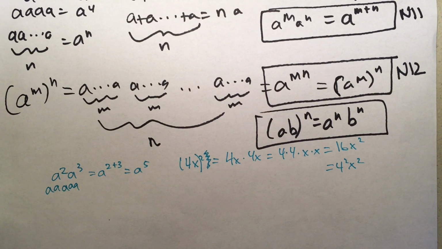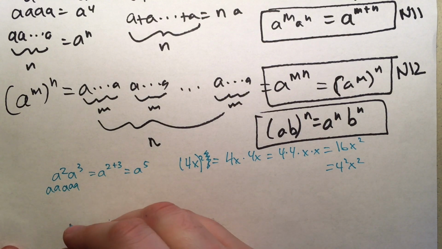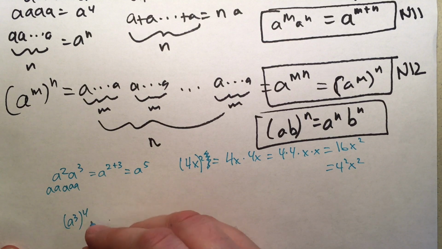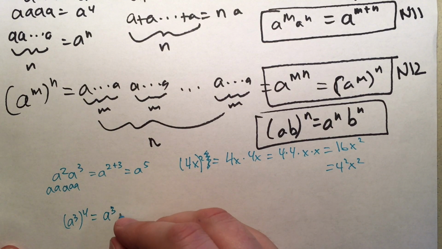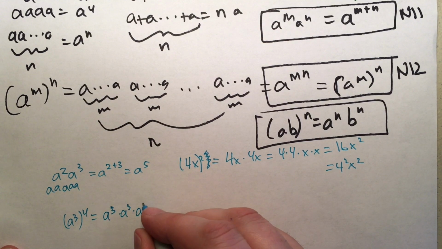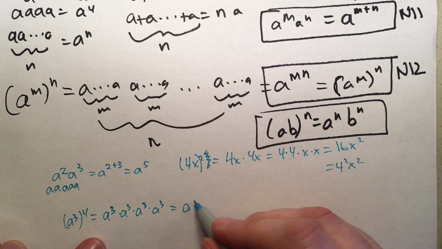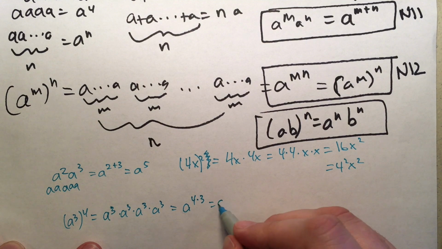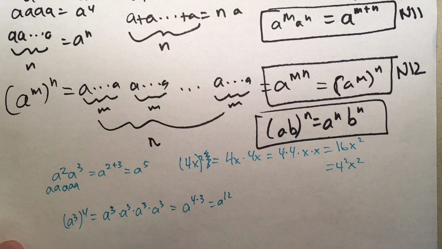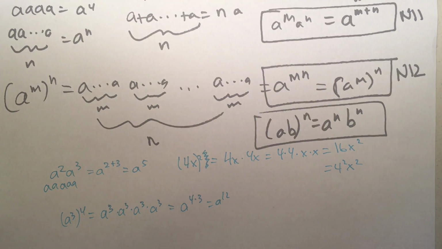All right. And I don't know anything else to do. This is pretty much it. Oh, a cubed to the 4th power. That's going to be a cubed times a cubed times a cubed times a cubed. So that's 3 plus 3 plus 3 plus 3, which is just 4 times 3. It means you have a to the 12th power. All right, let's continue. Last section here.